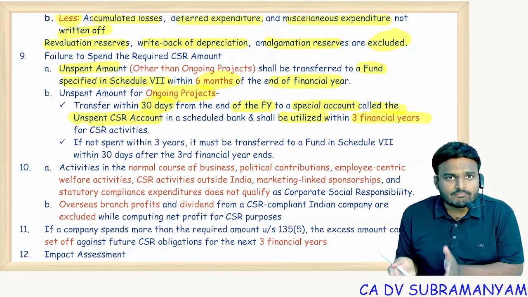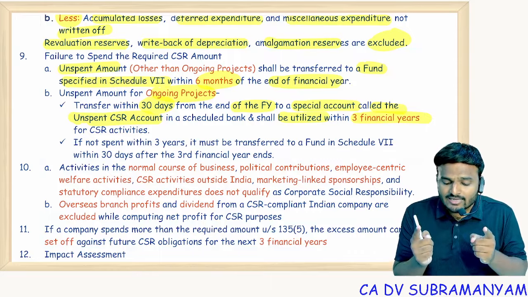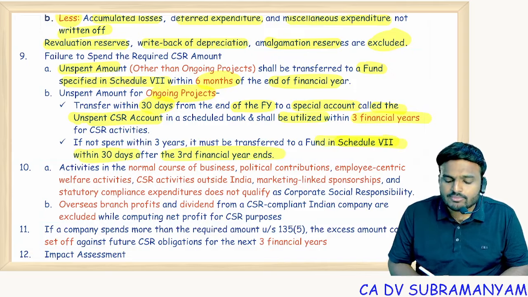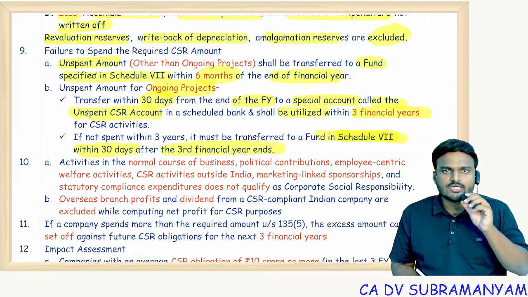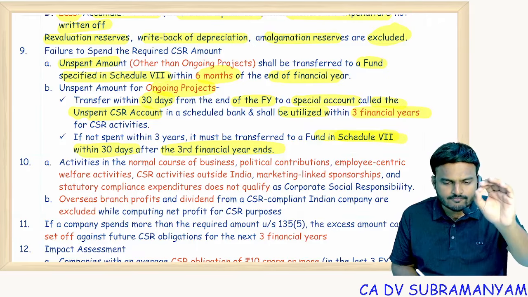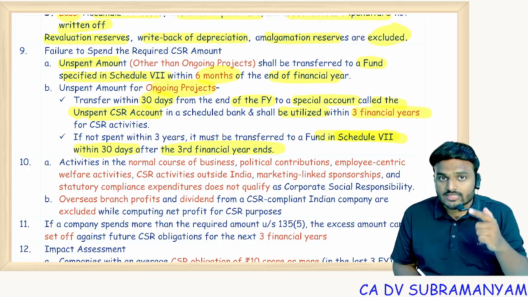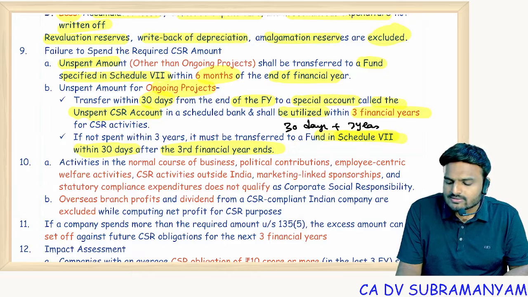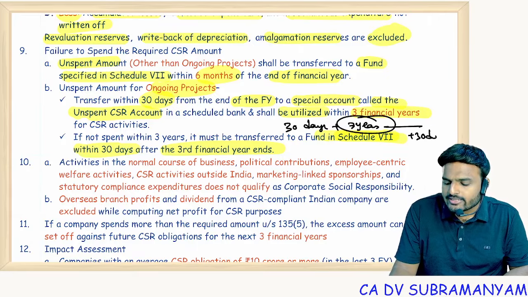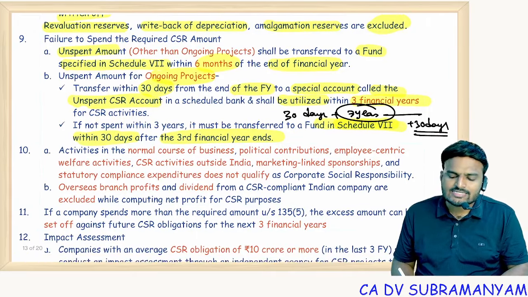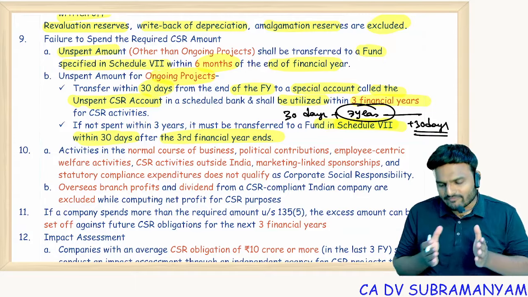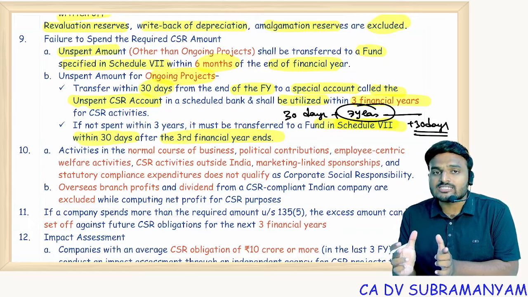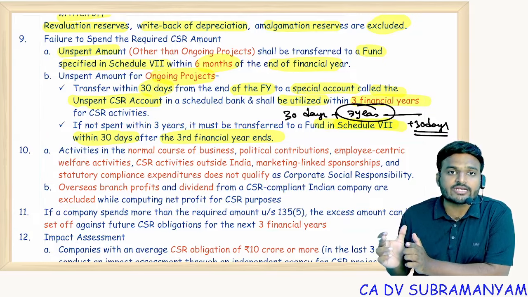If you are not completing this project within the next 3 years, or if you are keeping some amount idle, that amount shall be transferred to the fund specified under Schedule 7 within 30 days after completion of the third financial year. The normal unspent amount shall be transferred to the fund within 6 months of closure of the financial year. But for an ongoing project, remember, the time limit is 30 days plus 3 years. That means after this year you get 3 years to complete the project, or else the unspent amount after completion of 3 years must be transferred to the fund specified under Schedule 7 within the next 30 days.